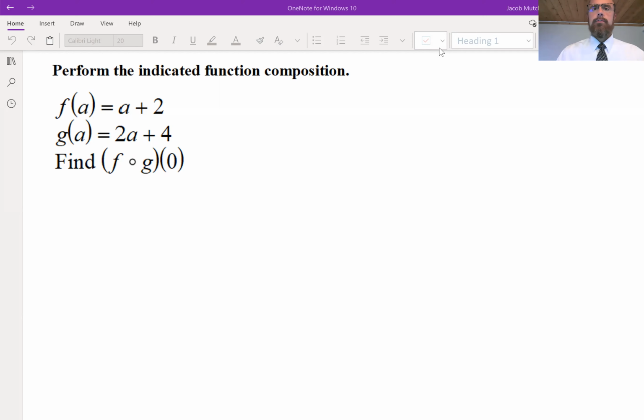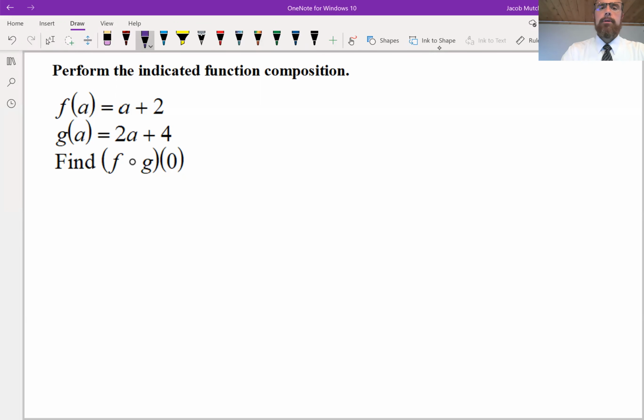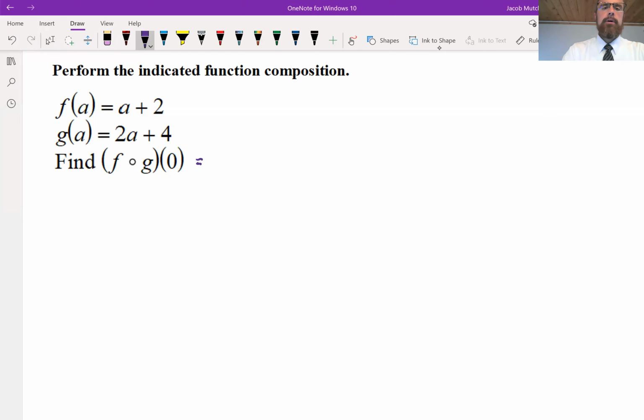For this example, I've got two functions, f of a equals a plus 2 and g of a equals 2a plus 4. My task is to find f of g at 0. I'm going to rewrite that function composition expression just to show what I'm composing into what. Remember, I can write this using the circle notation, or I can write it using nested functions. So this is equivalent to f of g, and here specifically, I'm composing in the number 0.